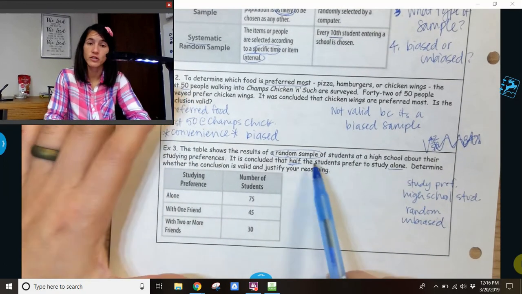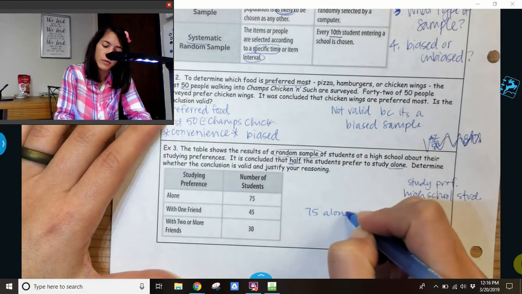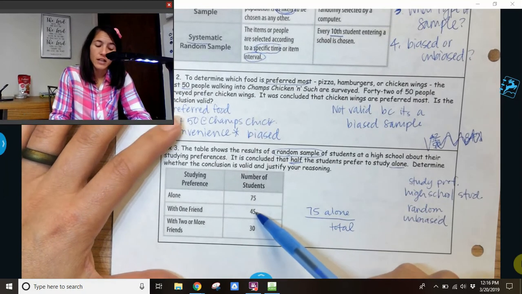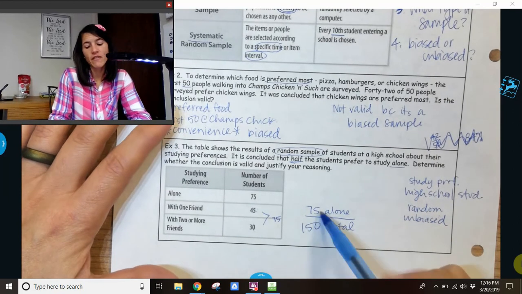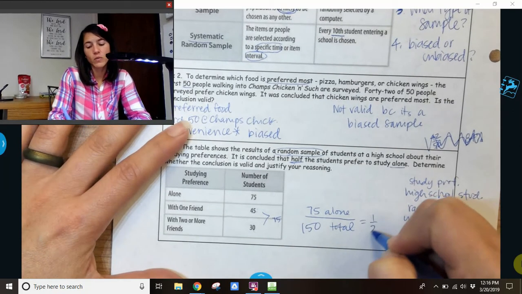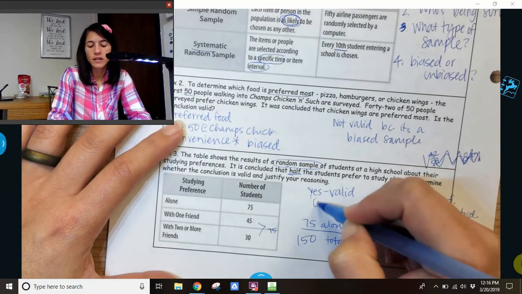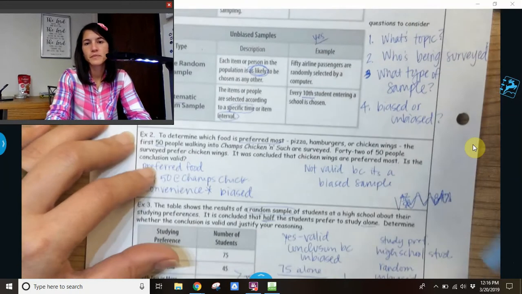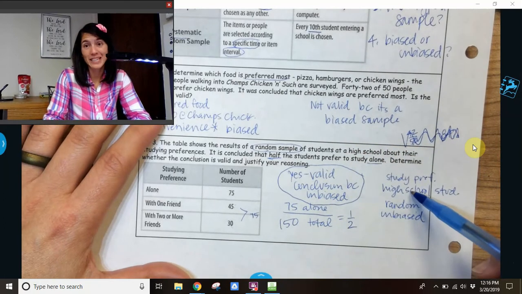Now, I still don't know if the conclusion is valid. So, one half alone. We need to check. 75 students said alone out of how many total? So, we need to add up. 45 and 30 is 75, and then that would be 150. So 75 out of 150, and that does equal one half. So the conclusion, yes, is a valid conclusion, because it's unbiased. And the reason it's unbiased is because it was a random sample.